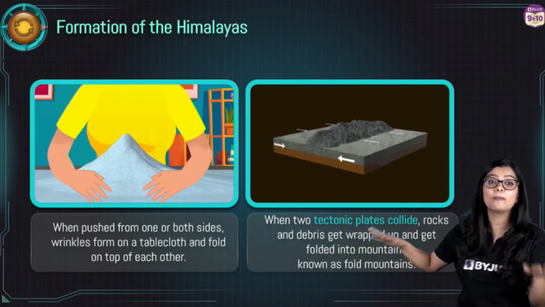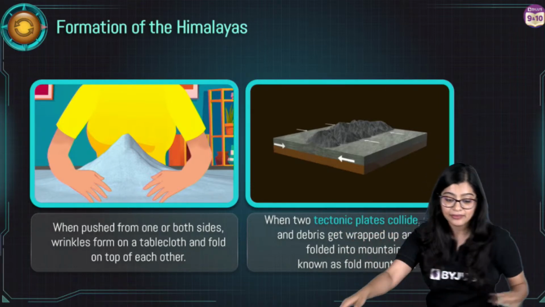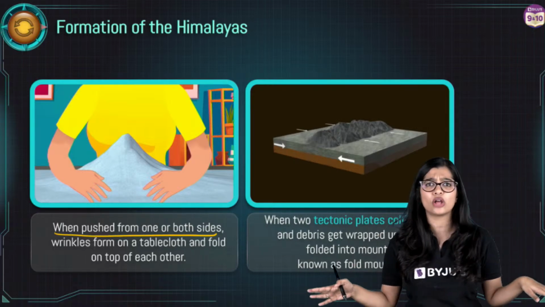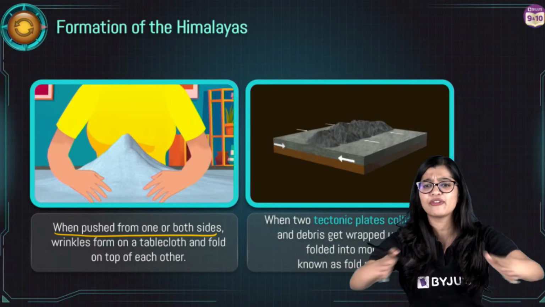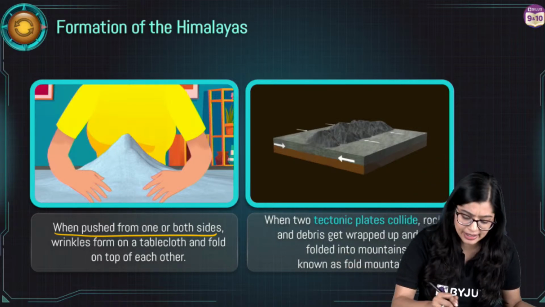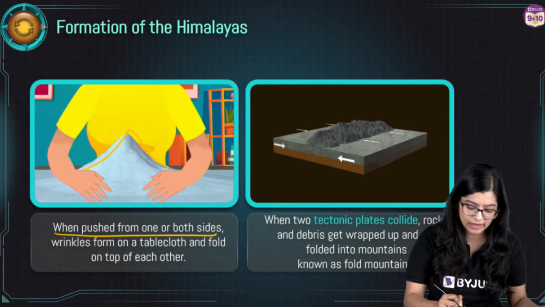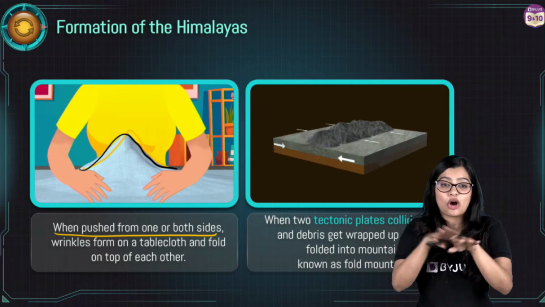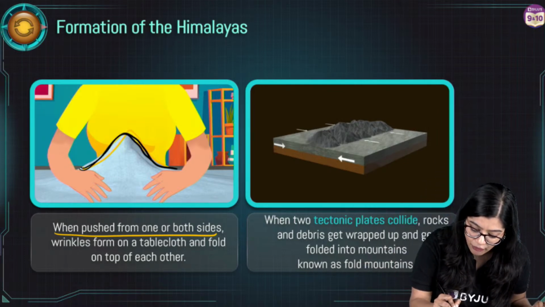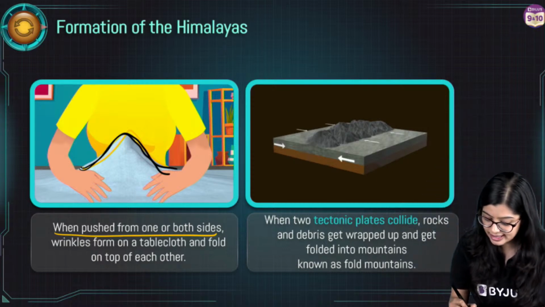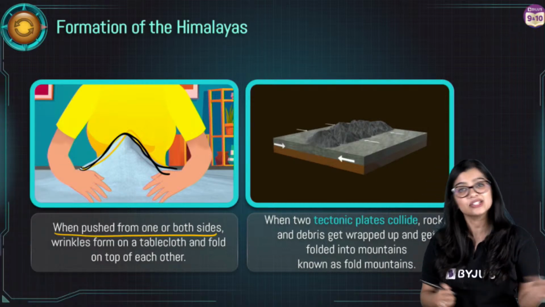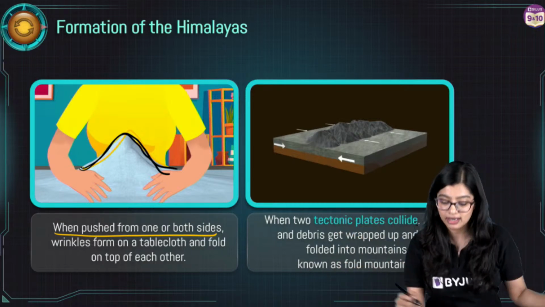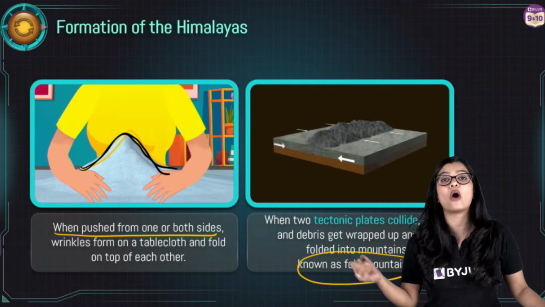It means that when two plates collide, they are pushed from both the sides. So, you take your tablecloth or your blanket and you push it from both the sides, right? What will happen? One mountain will form, right? Something of this sort will be there where it will fold on top of each other. Something very similar happens when the plates are colliding, where they fold on top of each other, resulting in the formation of fold mountains.